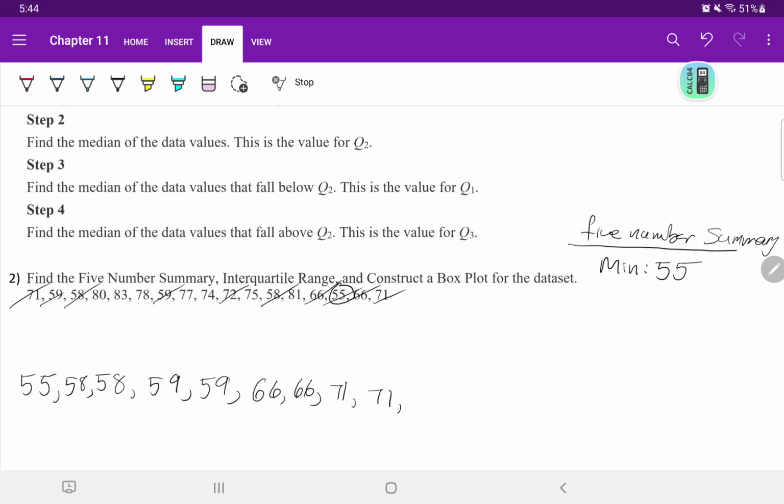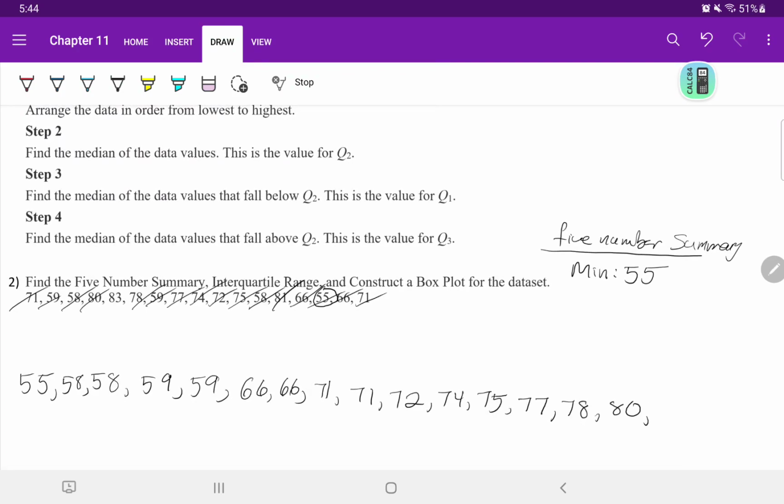72. 74 and 75. 77. 78. 80. 81. And 83. Okay. All my numbers are in order. The minimum value is 55. My max is 83.